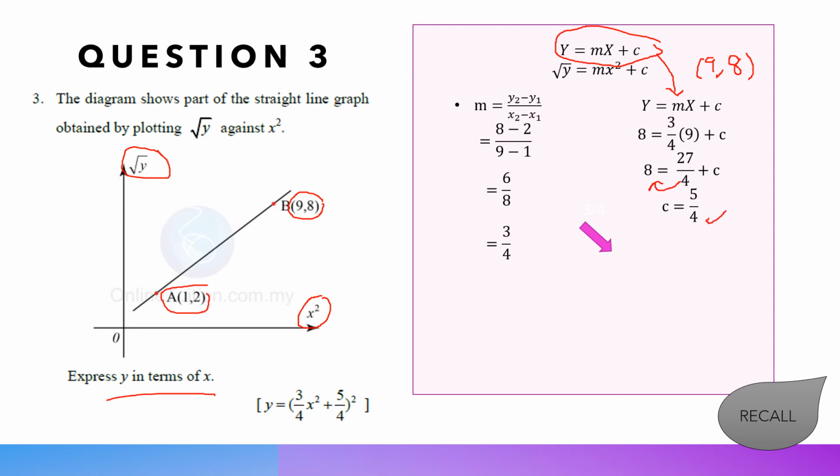Okay, not finished yet. All you need to do is substitute everything in this. Third y equals m, just now 3 over 4, c is 5 over 4. Now the question asks you to express y in terms of x. It means on your left side you need to leave only y. So how do you remove this third? Yeah, square both sides. So you will get this.